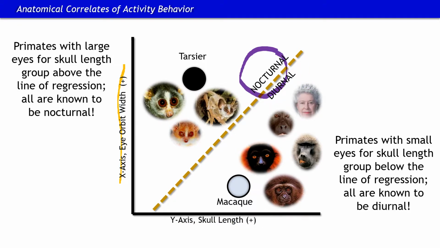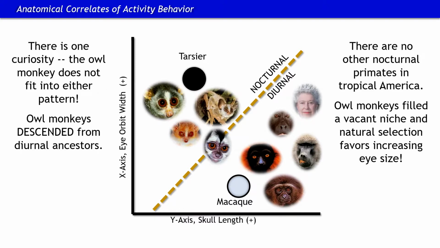Well, primates with large eyes for skull length, a group above the line of regression, all are known to be nocturnal. And primates with small eyes for skull length, a group below the line of regression, all are known to be diurnal. There is one curiosity. The owl monkey seems to be an exception. It does not fit into either pattern. Look at it. It's right there on the line of regression, neither in the large group or the small group.